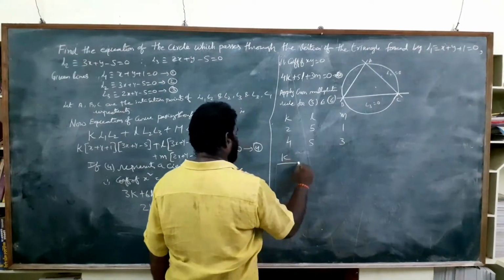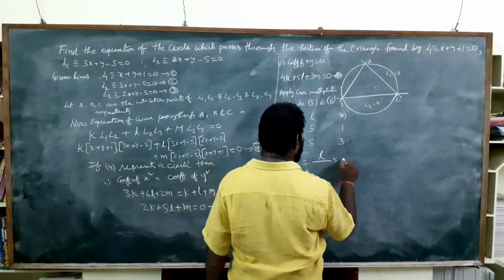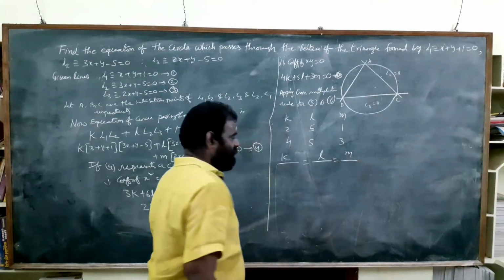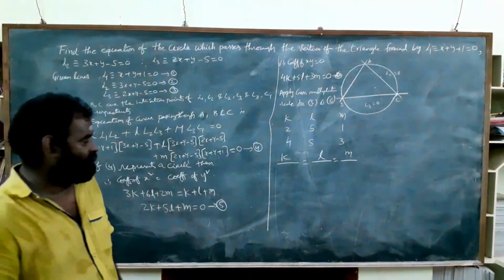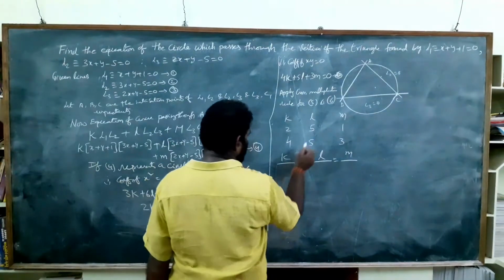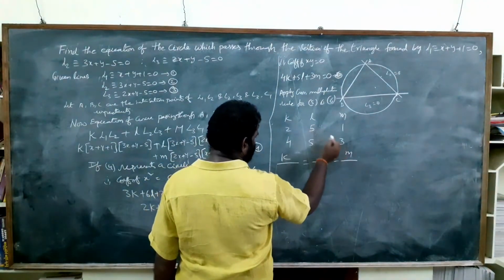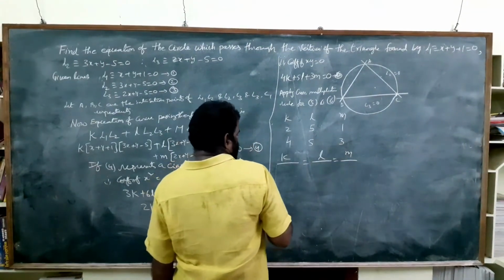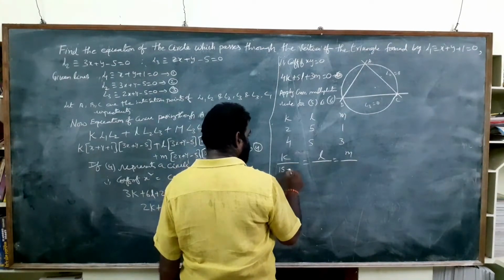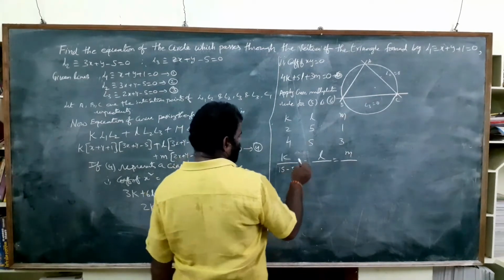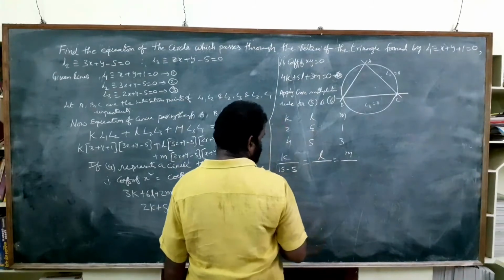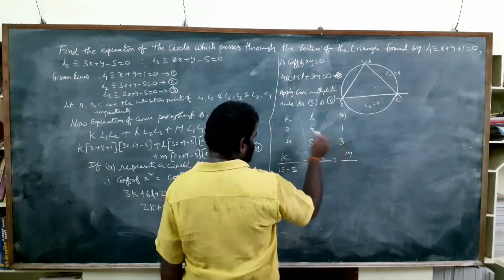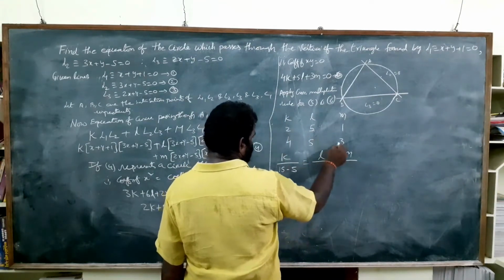Now k by, l by, m by. So you have to multiply. For k you take these two. 5 into 3, 15 minus 5, and for l you take these two. So 2, 3, 6.